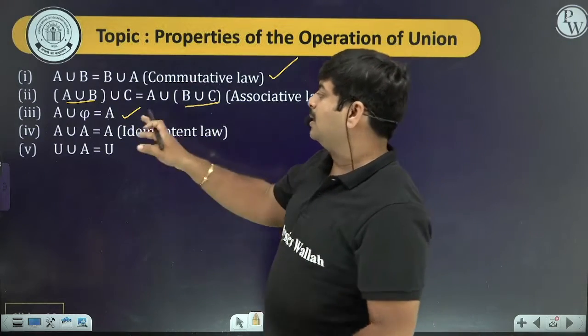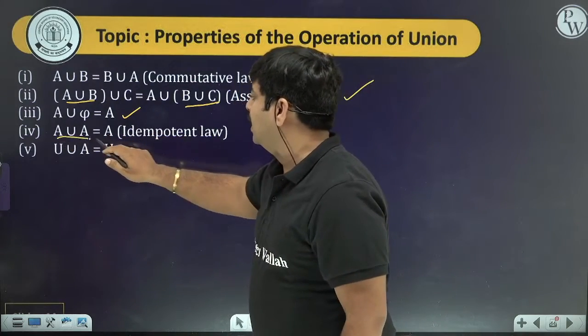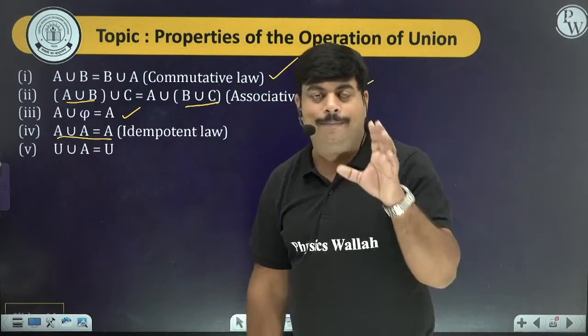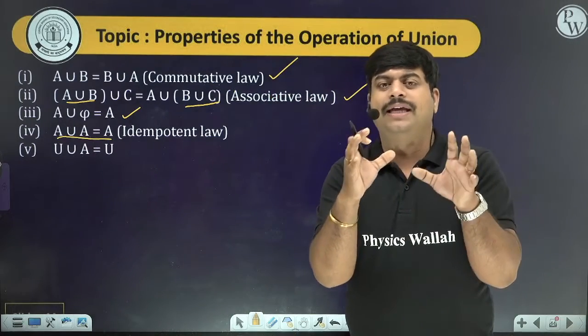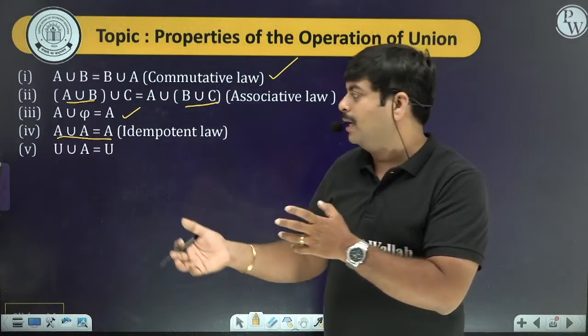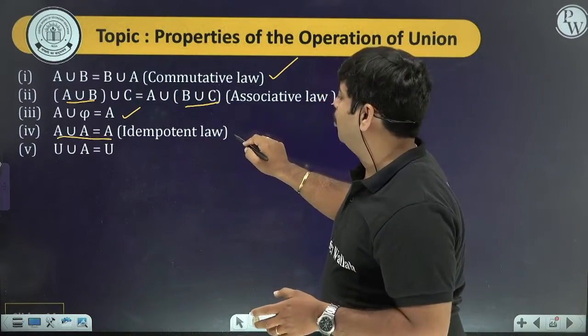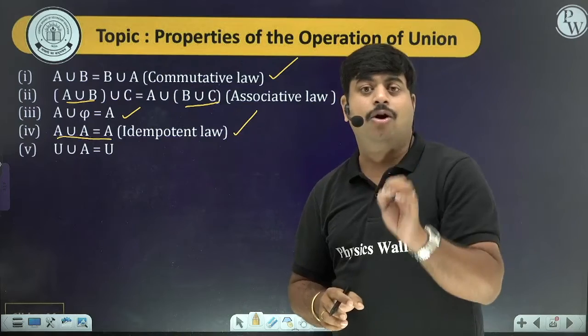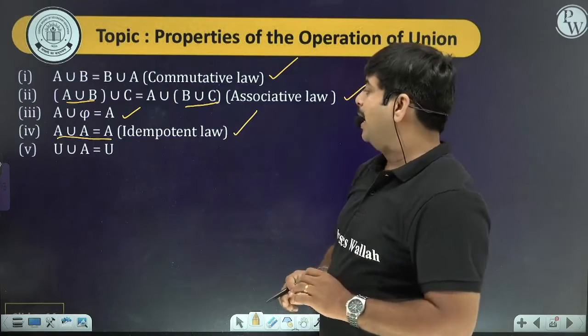Right? In the same way, A union A is equal to A. You club A and A, you join A and A. What will you get? The same elements again. The same set A we will get again. Okay? So that is called idempotent law. Yes, these laws you need to remember.